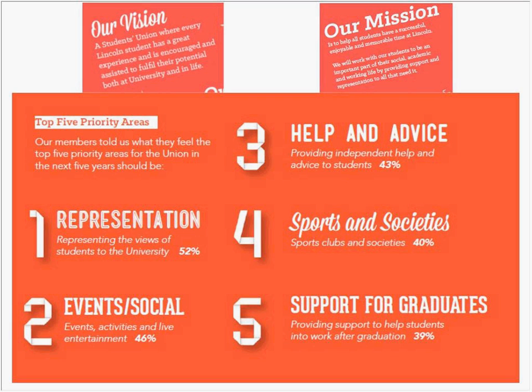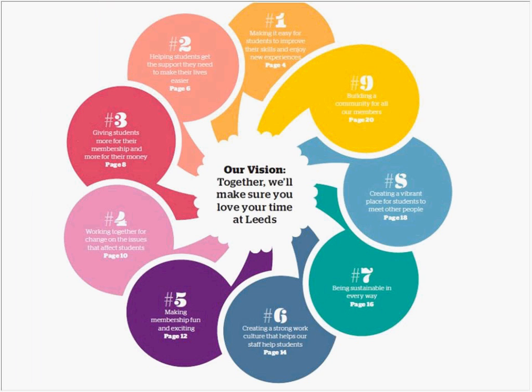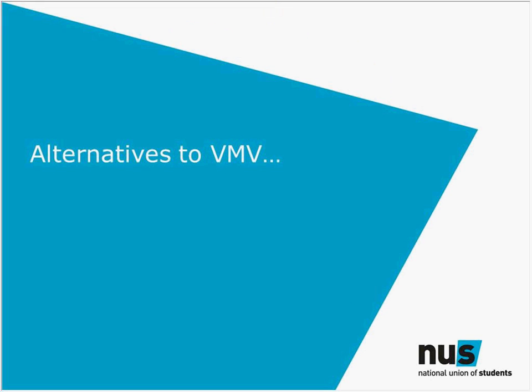And so they've split their areas down into 5, so it's nice and easy for students and other stakeholders alike. And Leeds University Union have split theirs down into 9 areas, and at the heart of it again: Together, we'll make sure you love your time at Leeds. Really clear, really concise, really accessible.